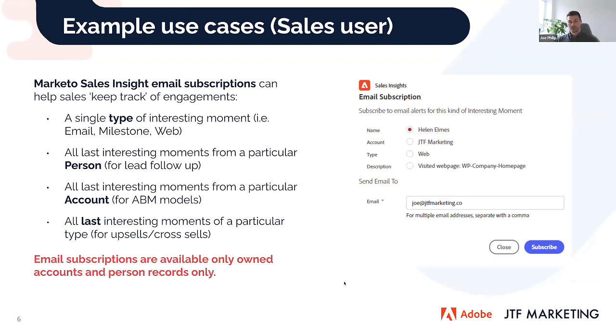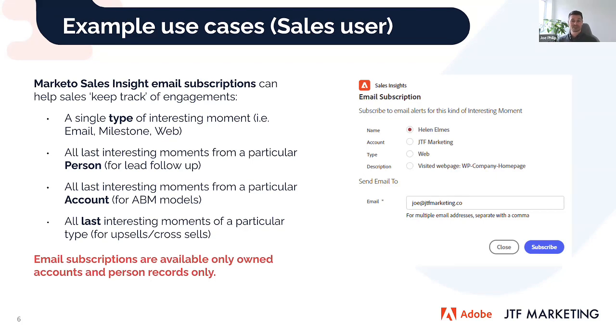So one of the nice things that we can do here is actually start email subscriptions. So if you've got salespeople who are looking after a specific book of accounts, or you're following a specific ABM model, you've identified some key target accounts, key target individuals, you can begin to set up different subscriptions for different types of interesting moments. So for instance, as you can see here in the example on screen, I can either subscribe directly to everything that Helen's doing as an interesting moment.